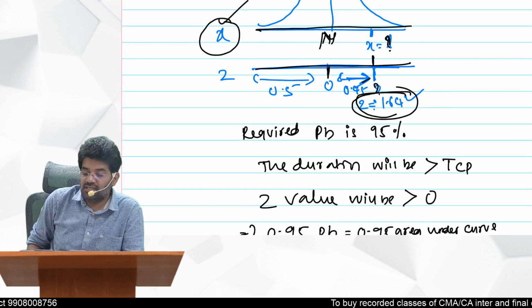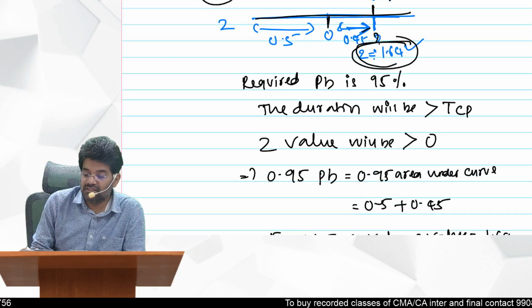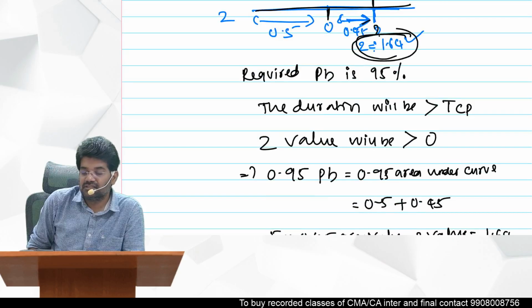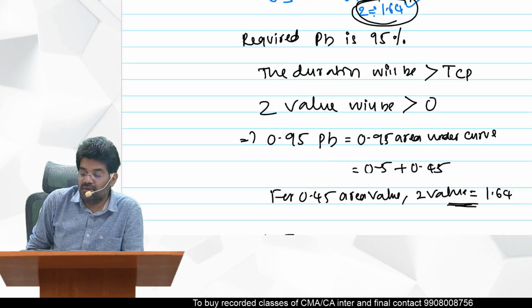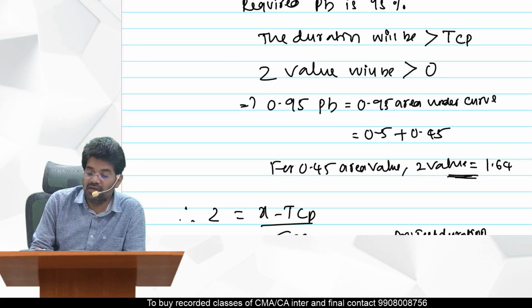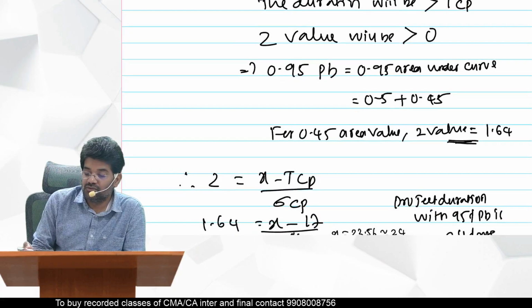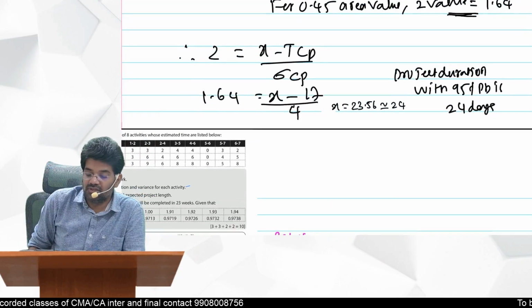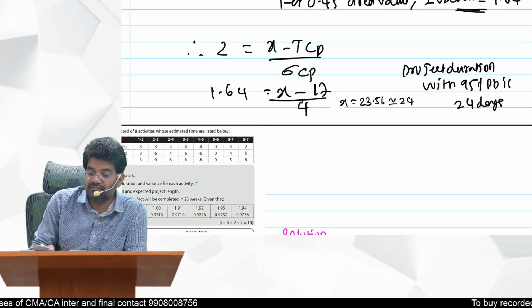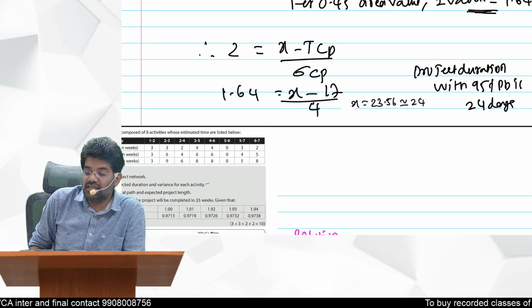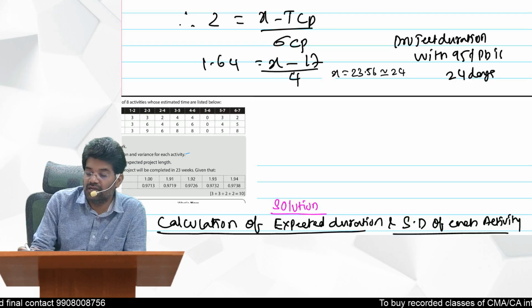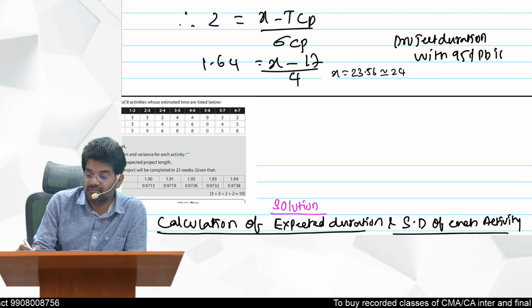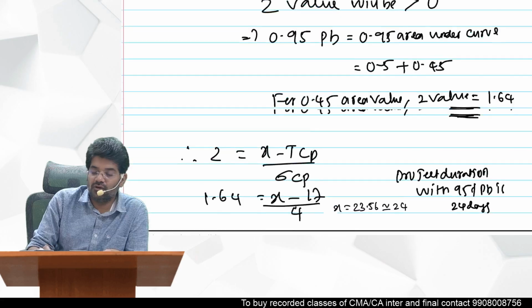Once you get this, the required probability is 95%, the duration will be greater than your critical path, so the z value will be greater than 0. So 0.95 probability is equal to 0.95 area under the curve, 0.5 plus 0.45. So for the 0.45 area, z is equal to 1.64. If you substitute in the z formula, then you will know the x value. X value is 24 days. I have even written how to do that.